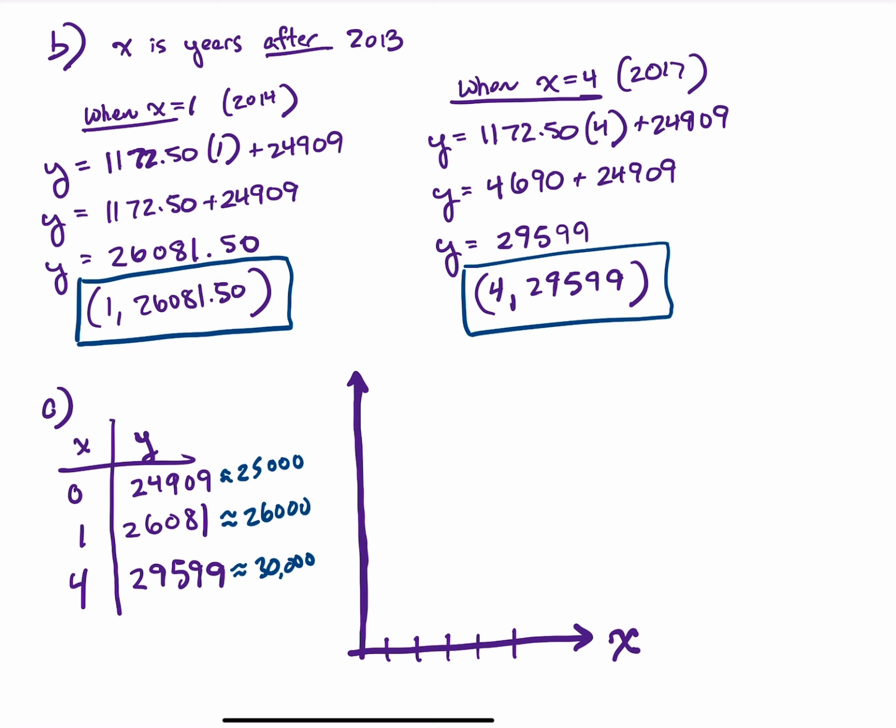So let's say each tick mark means 2,000. So this could be like 2, 4, 6, 8. This would be like 10,000, I'll just say 10K. Then 2, 4, 6, 8. This would be 20K. 2, 4, 6, 8. This would be like 30K. 2, 4. That should about get us there.